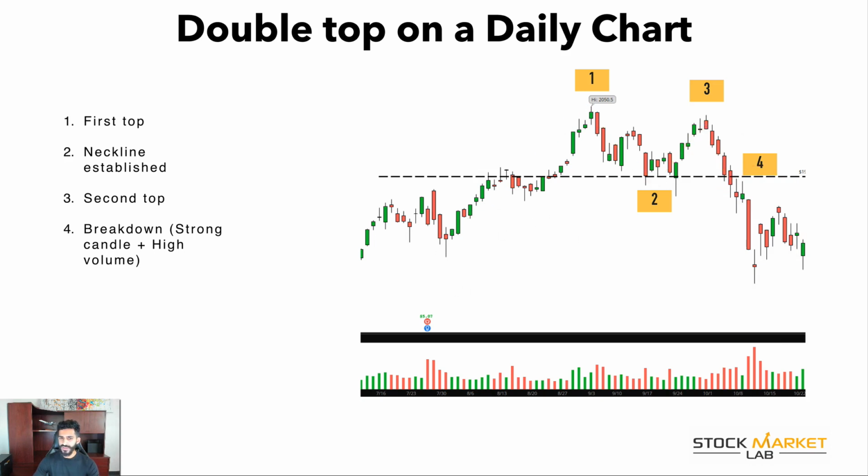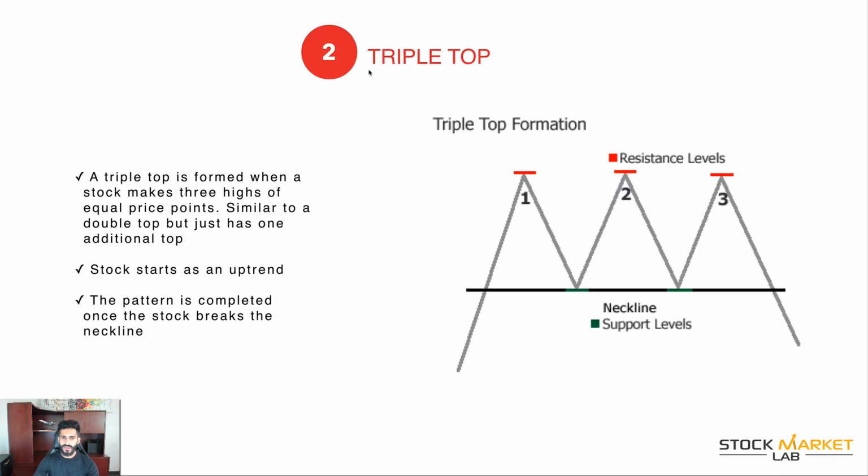Now moving on from a double top, the next thing we have is something called a triple top. Now a triple top is formed when a stock makes 3 highs of equal price points. Similar to a double top, but just has one additional top. So a double top looks something like this, right? Now a triple top, what happens in the triple top is instead of the stock breaking down from the neckline after the second top, when it hits the neckline the second time right here, what happens is buyers step in and try one more time.